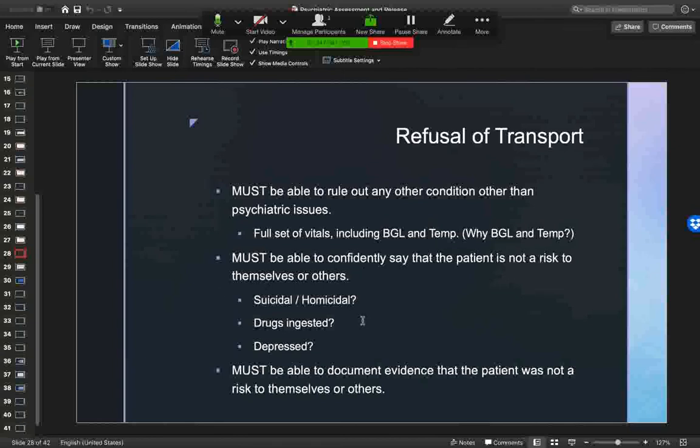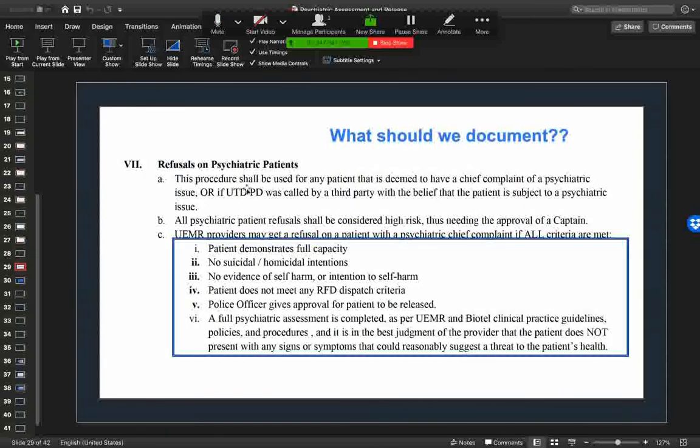Do we assess suicidal and homicidal intention? Do we assess if there were any drugs? Do we assess if they're depressed? Again, we have to articulate very clearly that the patient is not a risk to themselves or others. We must be able to document the evidence. This patient stated to us that they did not want to hurt themselves or others in any way. The patient displayed no signs of depression and no other signs that could potentially cause them to hurt themselves or others.